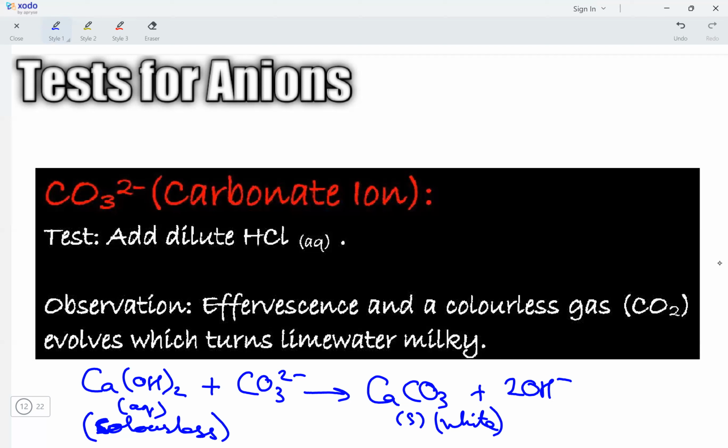Usually when the test is actually performed, because of effervescence upon addition of an acid, we will state that effervescence and a colorless gas evolves, which turns lime water milky. But in most cases, we do not perform the test for lime water turning milky because upon addition of acid, effervescence and a colorless gas evolves always indicates the presence of carbonate ions.